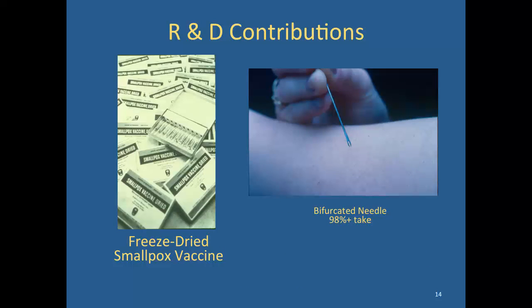Two other factors made the eradication of smallpox extremely important. We mentioned the freeze-dried smallpox vaccine, but the other one is the bifurcated needle. If you can see here in the picture on the right, it's a very, very small needle. What people did was take that needle and stick it in the tube for the smallpox vaccine. That tube holds a couple of microliters, I think 1 to 2 microliters of vaccine. And you just poke people with it.